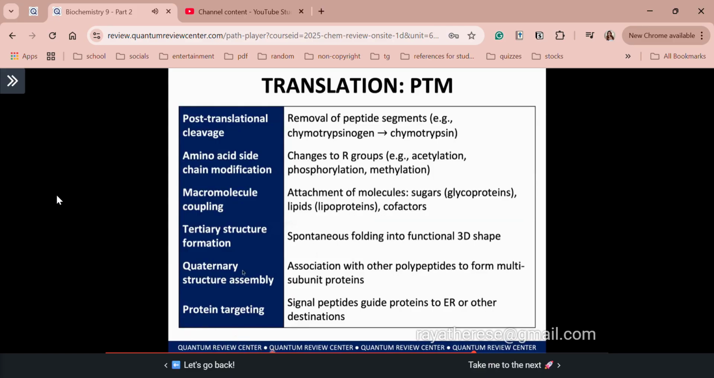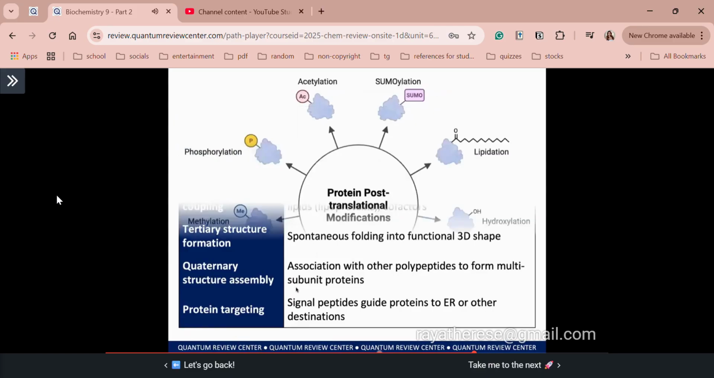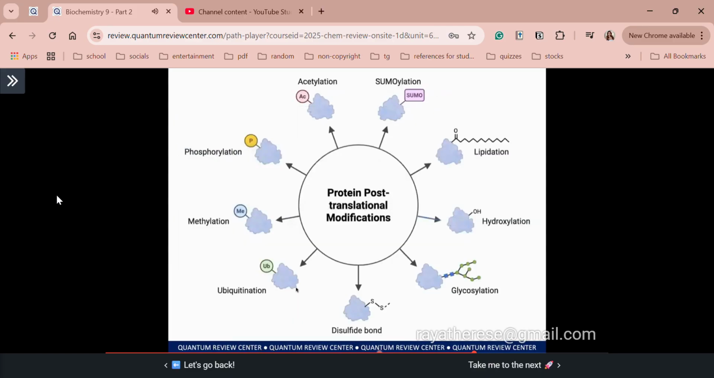Okay, so class, again, here is the summary of your amino acid side chain modification. As you can see, it is very important that we modify the side chains of amino acids in order to induce spontaneous protein folding or for other biological roles. All right, so to end our discussion on translation, I have a short "did you know" segment here.